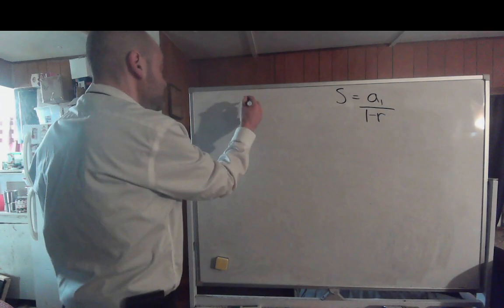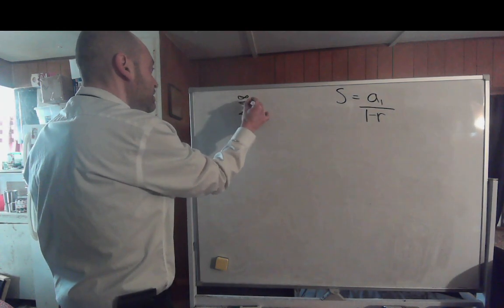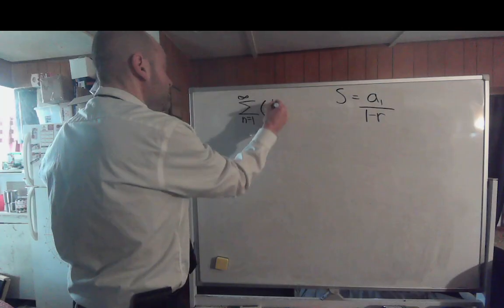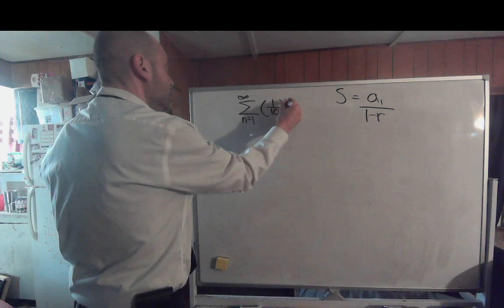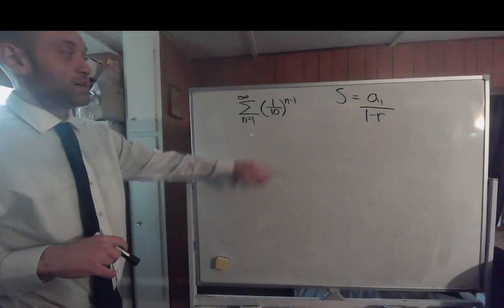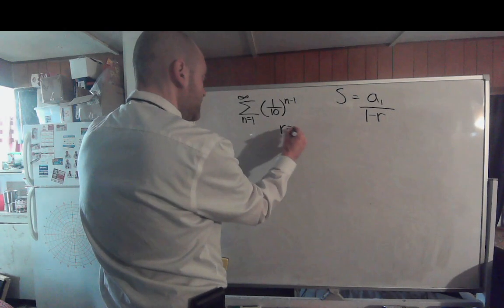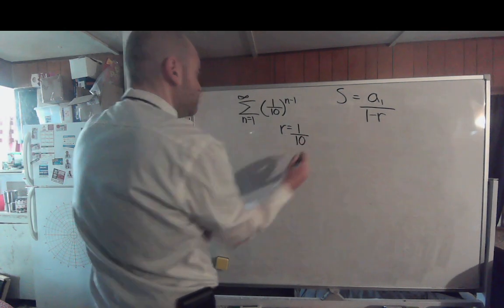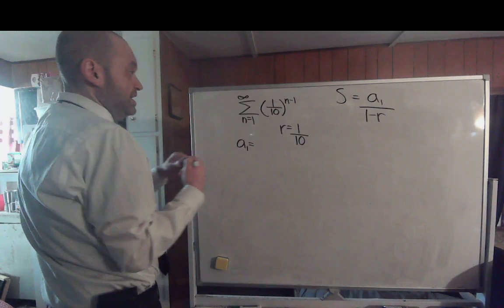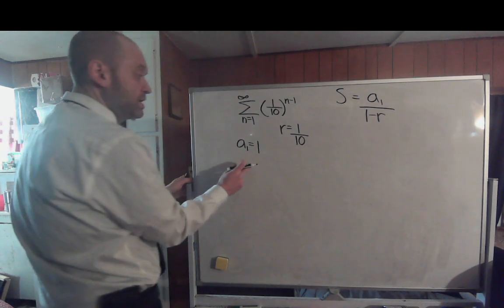Now, we have the sum from n equals 1 to infinity of, this time, 1/10 to the n minus 1. So we have the infinite geometric series of 1/10 to the n minus 1. Well, look at your common ratio. That's 1/10, right? The common ratio is 1/10. Now let's find a sub 1. Well, that's easy because we have a 1 outside of the common ratio, so your a sub 1 is 1.